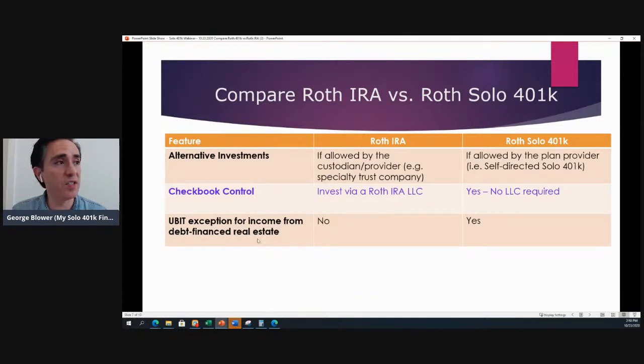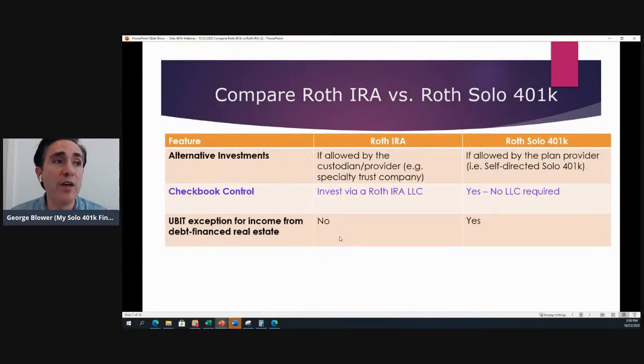So in terms of the next slide here, and then we'll get to some practical considerations, alternative investments. With our Roth Solo 401k, you can absolutely invest in alternative investments. That's one of the most common reasons people set up accounts with us. You have to have a plan, with a company like us, that allows for that. Alternative investment examples are things like real estate, notes, cryptocurrency, etc.